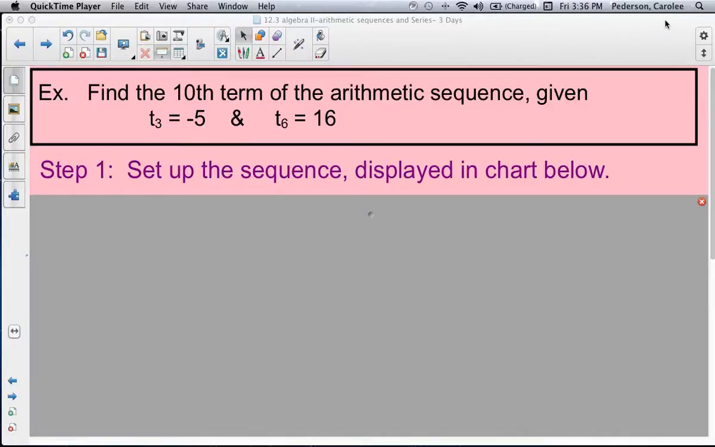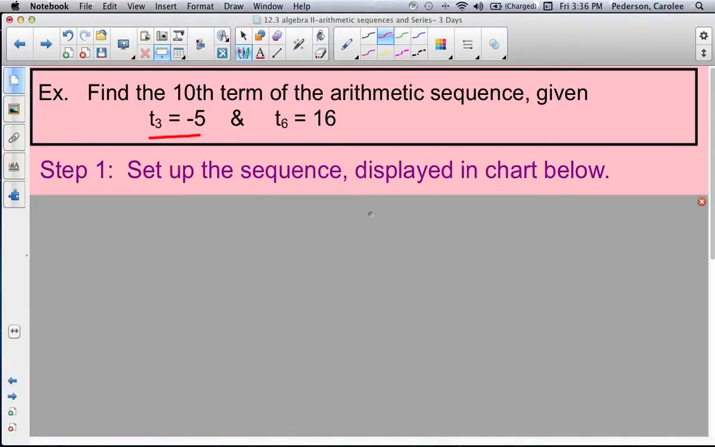This example is an arithmetic sequence. We've given you term 3, which is -5, and term 6, which is 16. And we want to go out and find the 10th term.